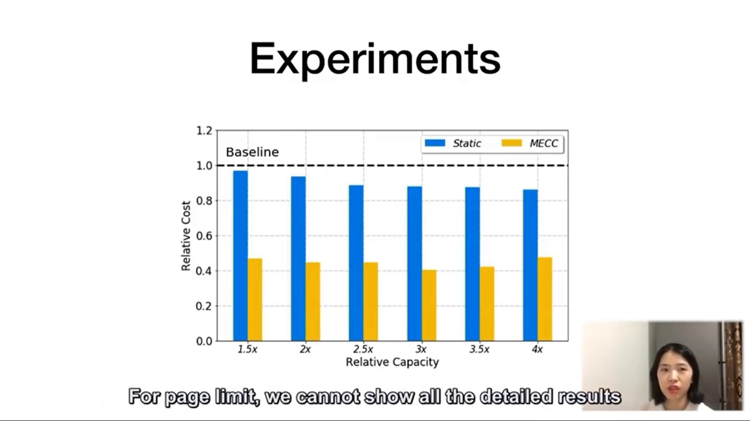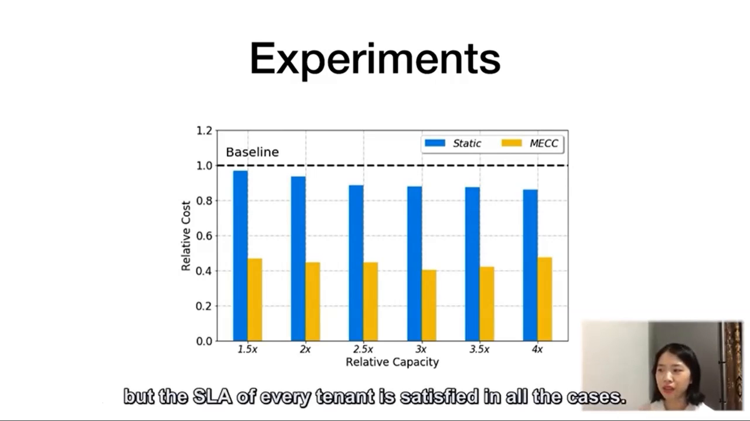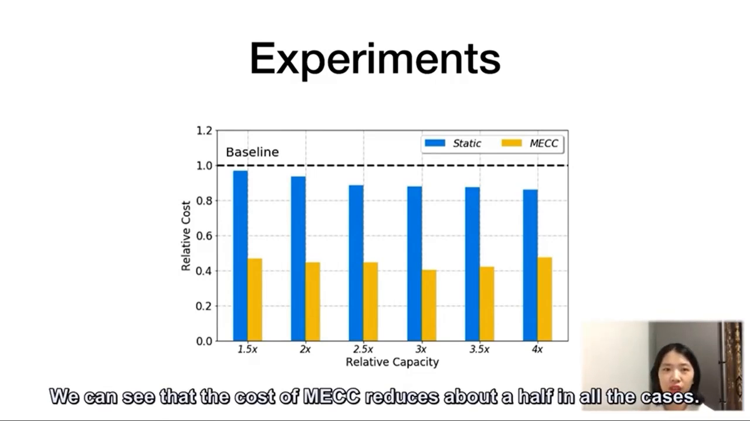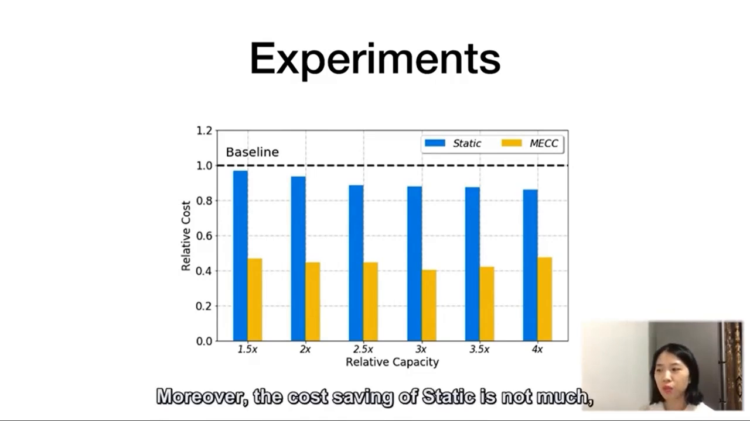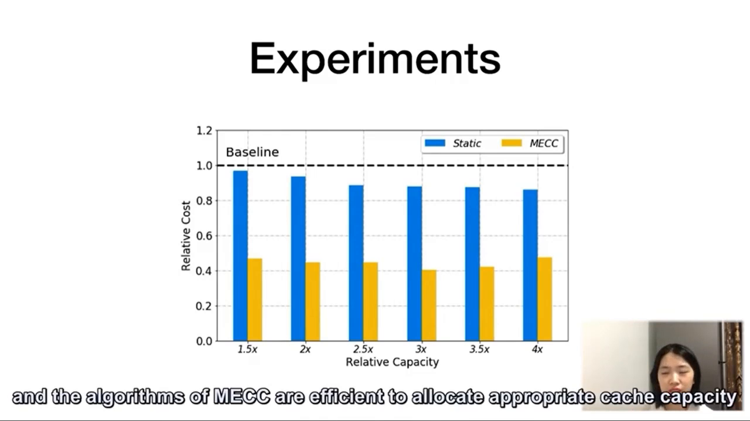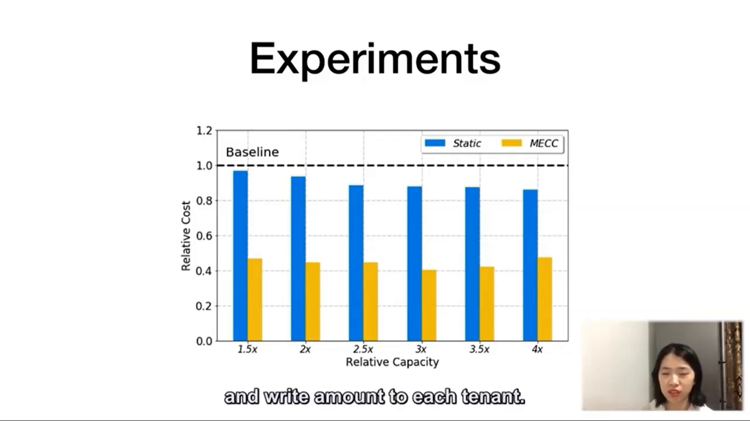It's used to show the effect of only increasing the capacity. For page limit, we can't show all the detailed results, but the SLA of every tenant is satisfied in all the cases. We can see that the cost of MECC reduces about a half in all the cases. Moreover, the cost saving of static is not much, which means that only increasing the cache capacity has little effect on cost, and the algorithms of MECC are efficient to allocate appropriate cache capacity and write amount to each tenant.